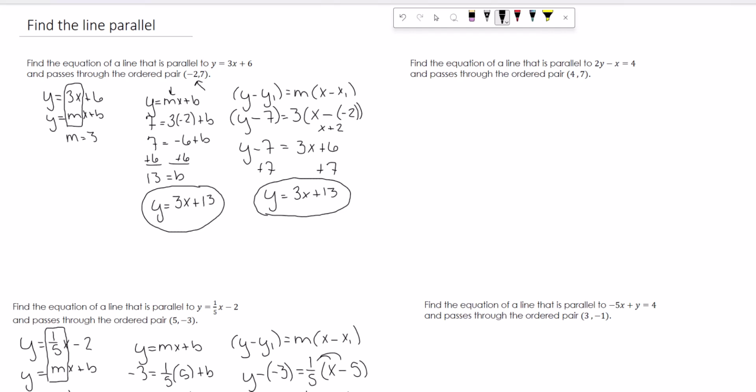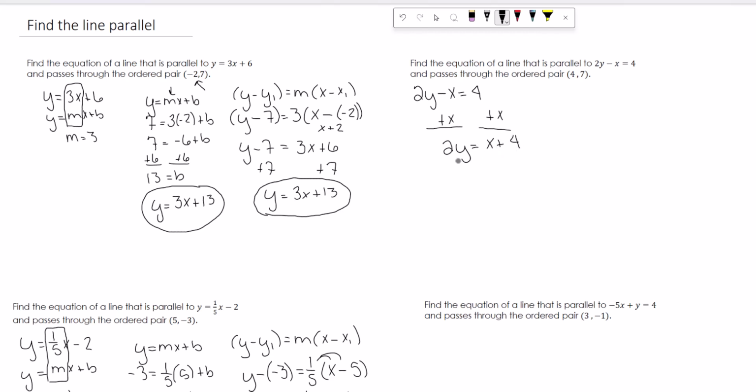The equation of a line that is parallel to 2y minus x equals 4 and passes through the ordered pair 4, 7. Let's write the equation of the line first. 2y minus x equals 4. Well, it's not in slope-intercept form yet, is it? But we can make it. I'm going to add x to both sides. We'll have 2y equals x plus 4.